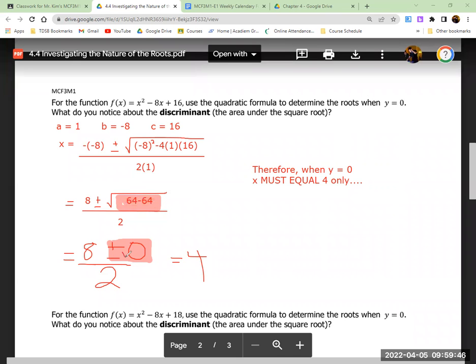So what do you notice about the square root portion? What happens if the square root is a 0? I only get one answer. So what do you notice about the discriminant, the area under the square root? It's that if the discriminant equals 0, there is only one root. That's the point. So the quadratic formula works even if there's only one x-intercept, or one root only.